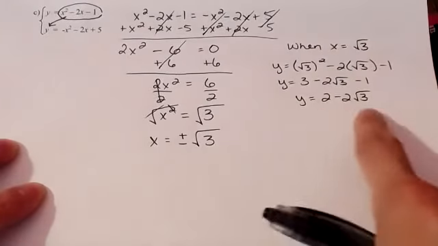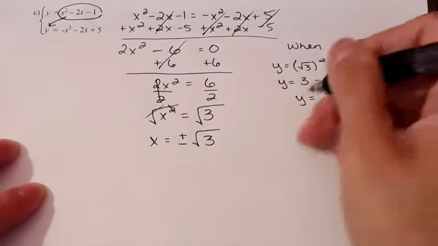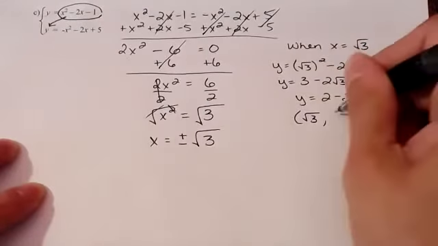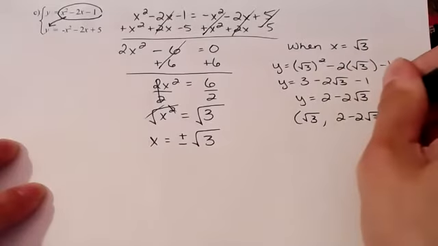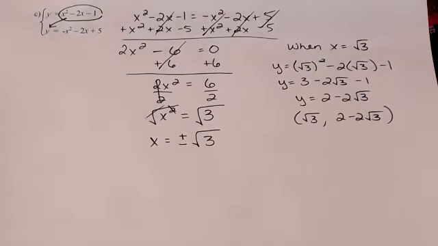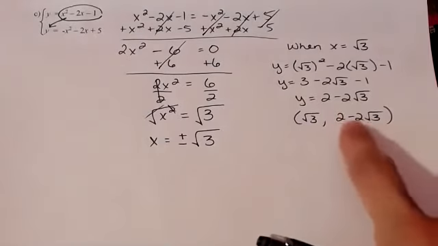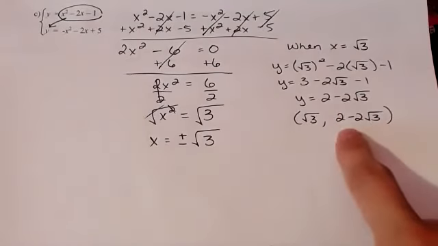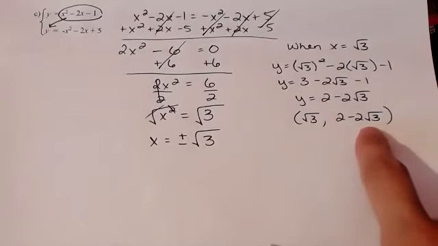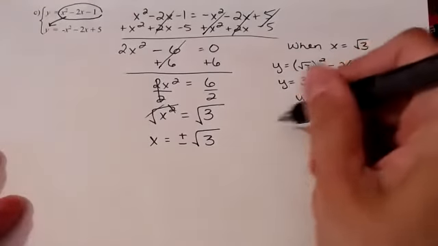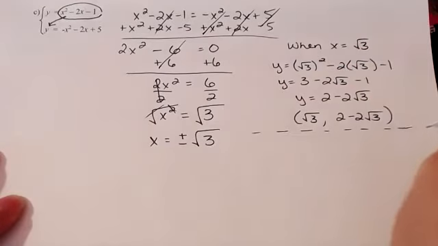So I've just found my resulting solution. So when x is the square root of 3, its corresponding y value is 2 minus 2 square roots of 3. Remember that these are not like terms, so they can't actually be combined. If we were being asked to write a decimal approximation, well, that's completely different, but we're not. We need to provide actual solutions. So believe it or not, that's your first one.